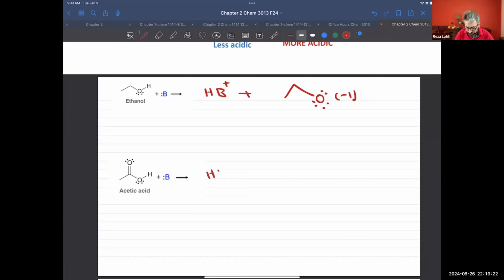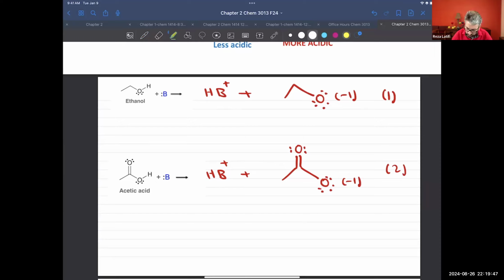How about this? I get HB plus, then I get, again, oxygen with three lone pairs, and this one is -1. Now the question: can we draw any resonance structure? For the first one, no. The first one has no resonance structure at all. The second one, yes, you can draw a resonance structure.